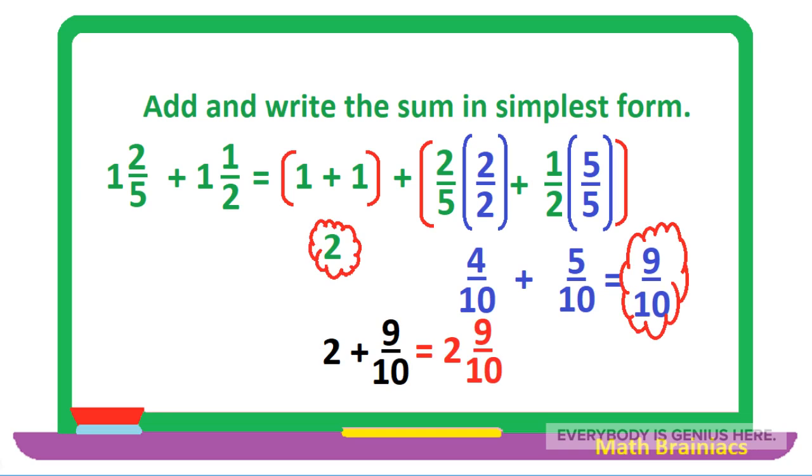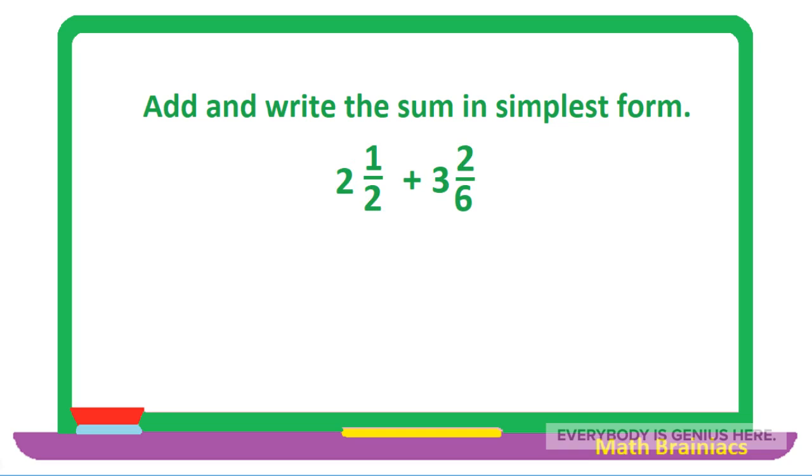Wherefore, we can add now the whole number and the fraction. So, 2 plus 9 over 10 will give us 2 and 9 over 10. 9 over 10 is already in its simplest form since they do not have any common factor.